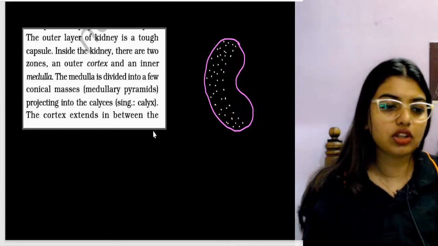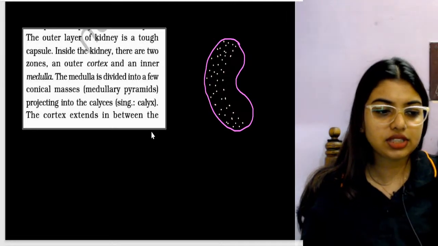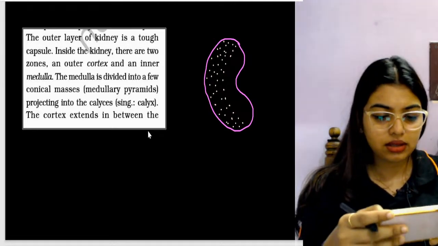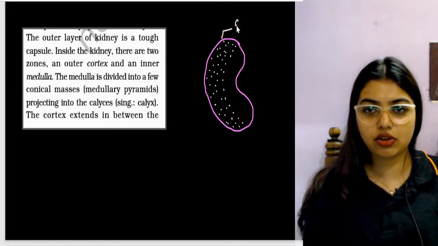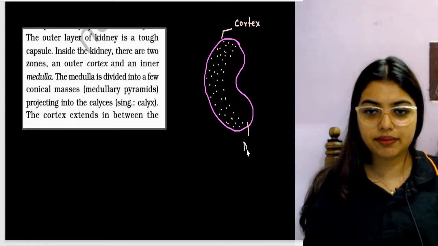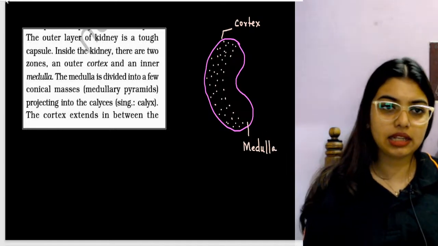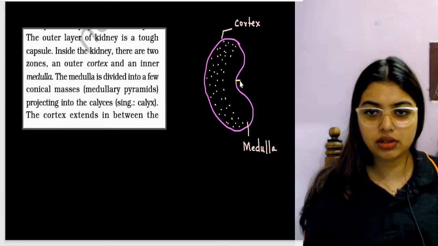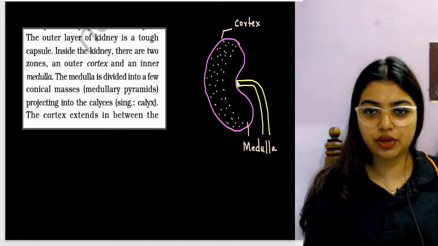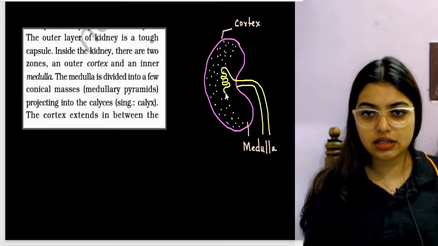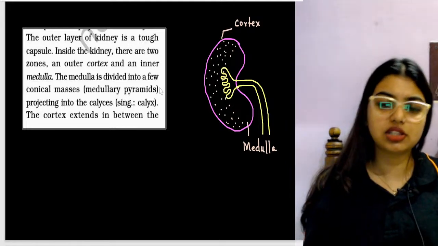Understood? Now wherever the dots are there, which you're seeing, that is the cortex, and the inner portion is the medulla. So this portion, cortex, outer region, this is medulla. This is hilum, through which the ureter is going to come out, and the nerves are going to enter, and this portion is your pelvis. This is the calyces.